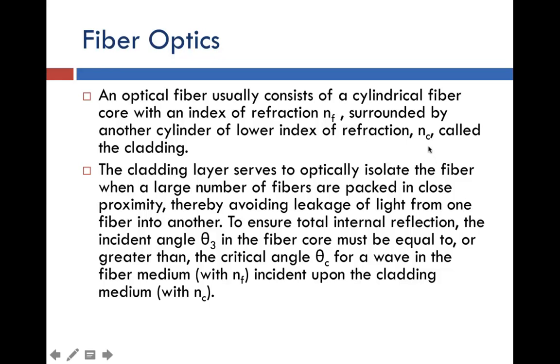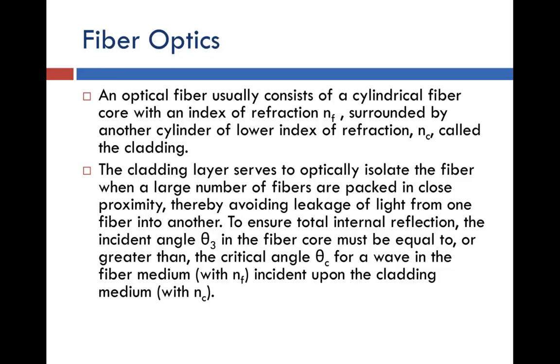C called the cladding. And the purpose of the cladding layer is primarily to optically isolate the fiber if you have a large number of fibers that are packed together in close proximity. Otherwise, if they're touching, you might have leakage of light from one fiber into another. So the cladding provides some optical isolation. It's not mentioned here, but the cladding can also provide a little bit of mechanical integrity and stability so that should there be slight damage, the damage is to the cladding layer and not to the core.